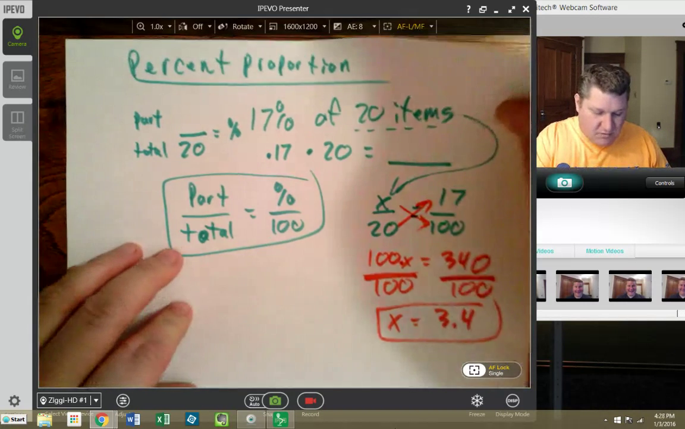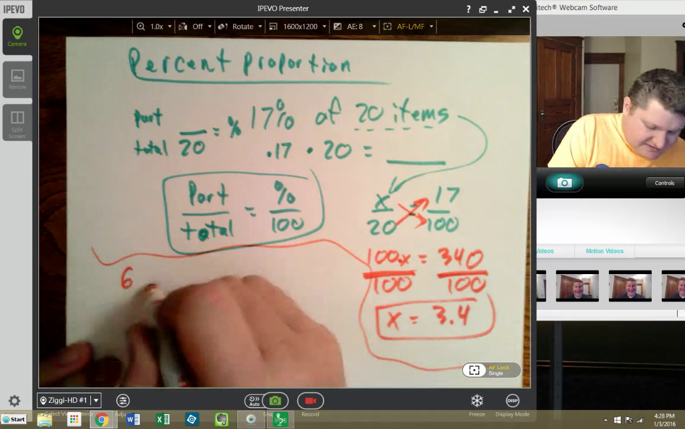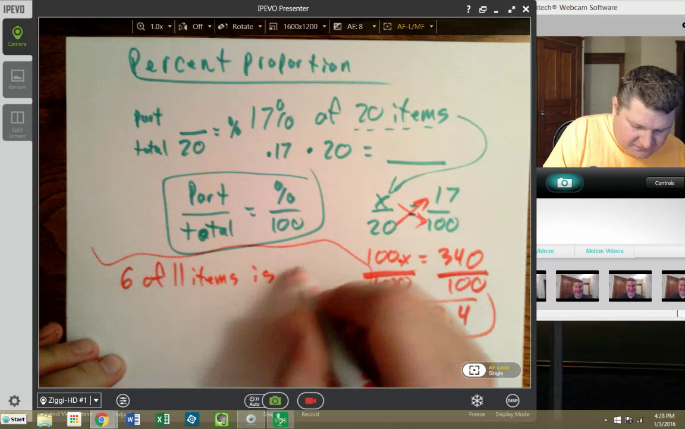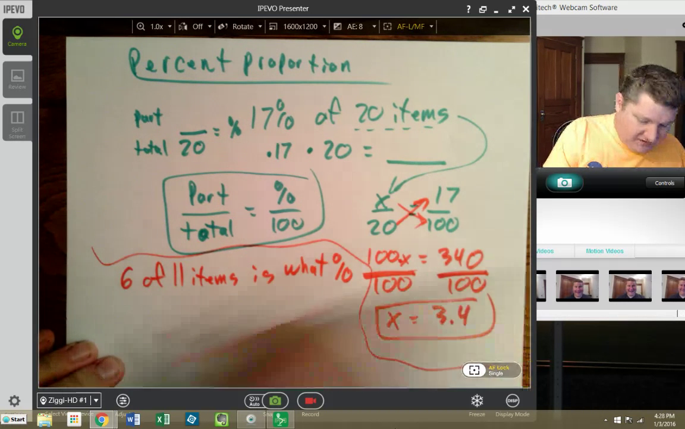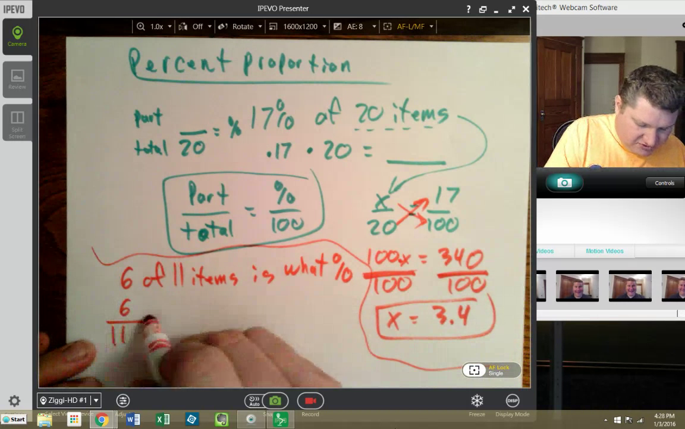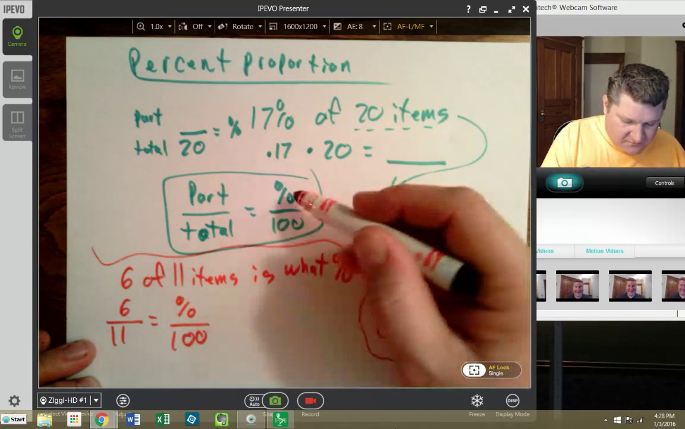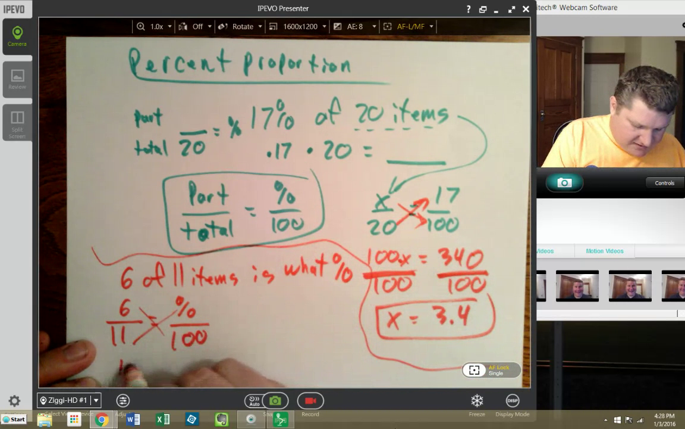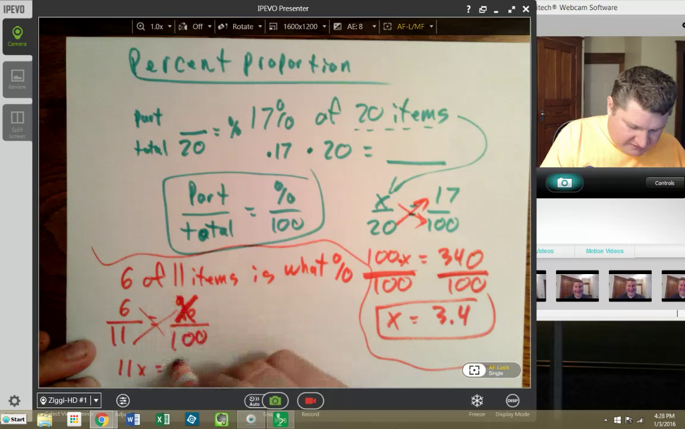Now, what if we did it a different way? And we said 6 of 11 items is what percent? So 6 of 11 items is what percent? So 6 is the part out of 11 total equals what percent over 100? So part out of total, percent out of 100. We cross multiply. We have 11 times, and I suppose we ought to use x here for what percent. 11x equals 600. Divide both sides by 11.